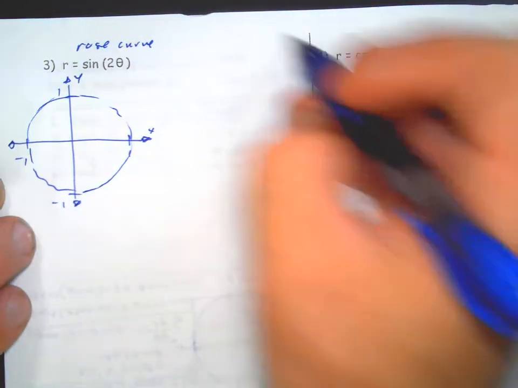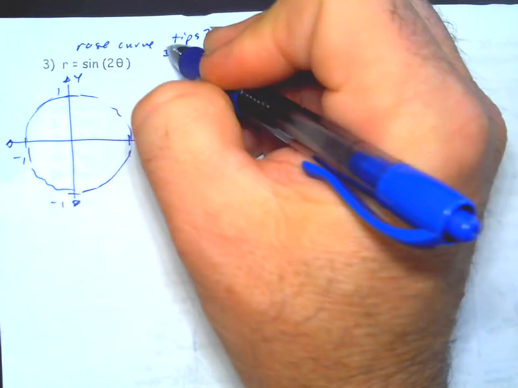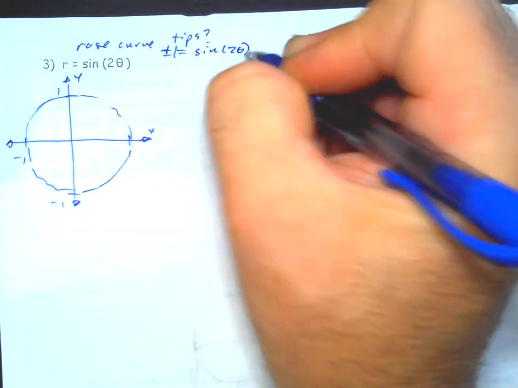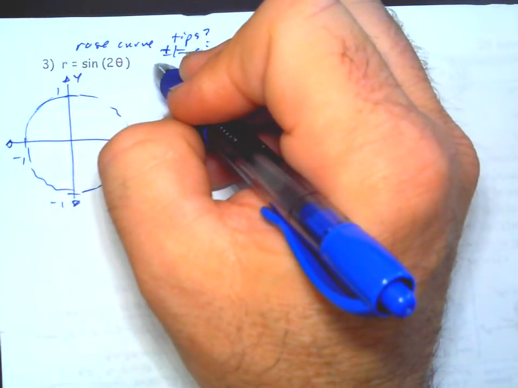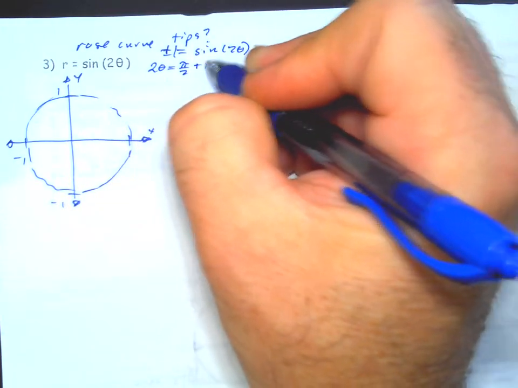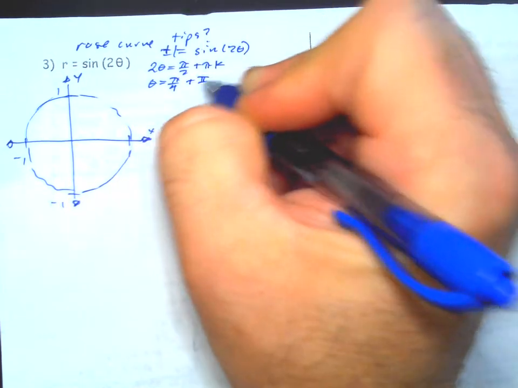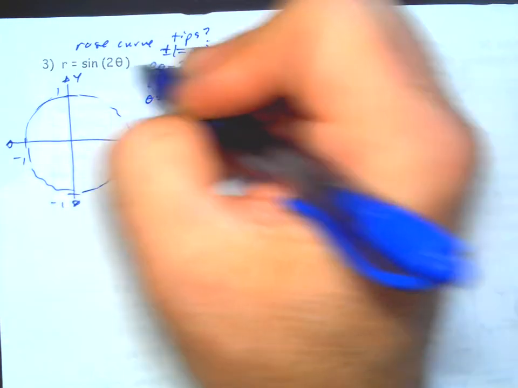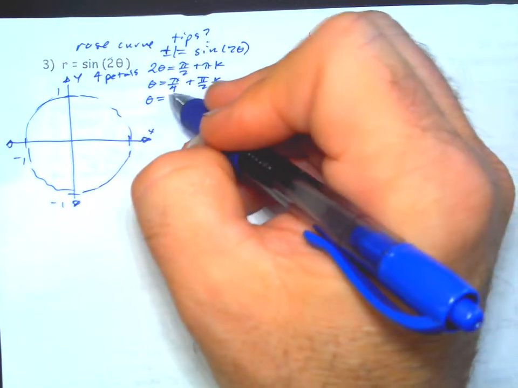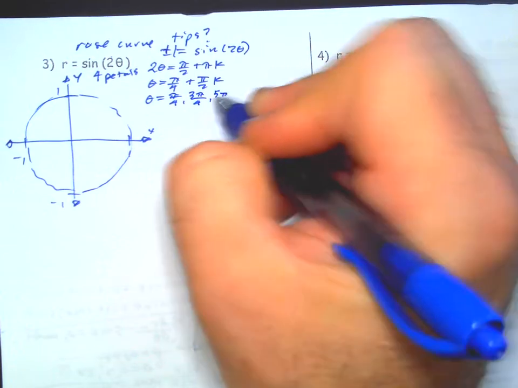Okay, and then we're going to figure out where the tips of the rose curve are. So we're going to set the radius equal to plus or minus 1, the extreme radius. So that's going to be 2 theta equals pi over 2 plus pi k. And so theta equals pi over 4 plus pi over 2 k. And so we get theta equals, now by the way, we should have 4 petals because it's an even number, so you get double. So pi over 4, 3 pi over 4, 5 pi over 4, and 7 pi over 4.